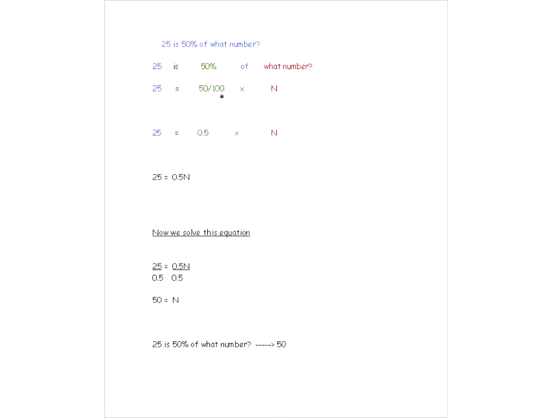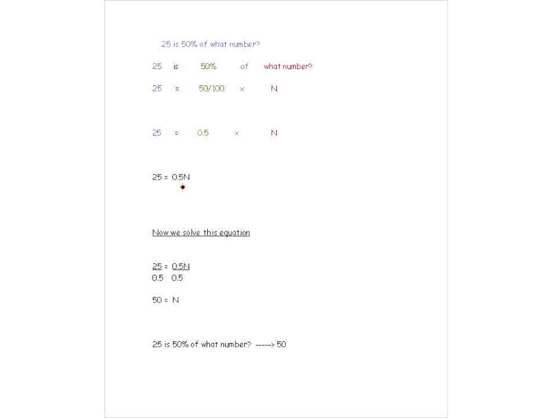Okay, so once we've got this here, that's where we finished off. 50 divided by 100 is 0.5. We write that down. Now 25 is 0.5 times n. 0.5 times n is the same as 0.5n. Now we've got ourselves a really simple equation.